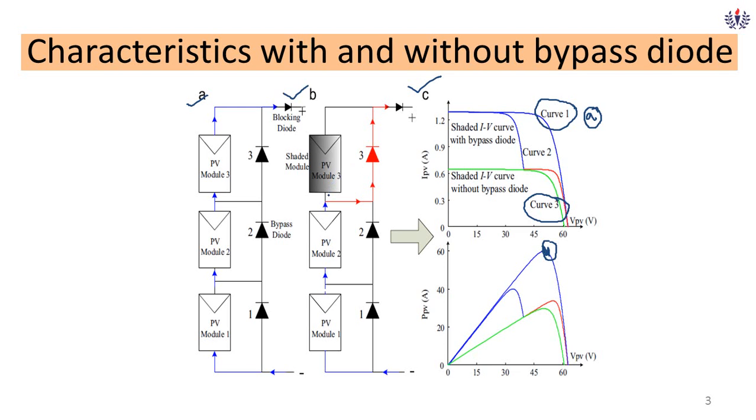I repeat, PV module 2 and PV module 1, though they have the ability to produce 10 ampere, are now restricted to only 5 ampere because the other module, PV module 3, is shaded. So it is restricted here. You can see I have set an example of 5 ampere, 10 ampere, but here it is going to be 0.7, I suppose. So it is restricted to this characteristic.